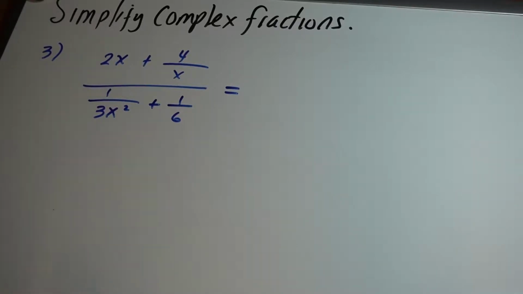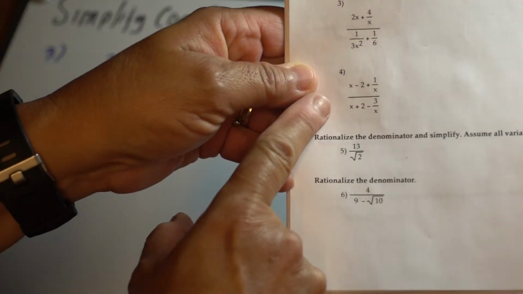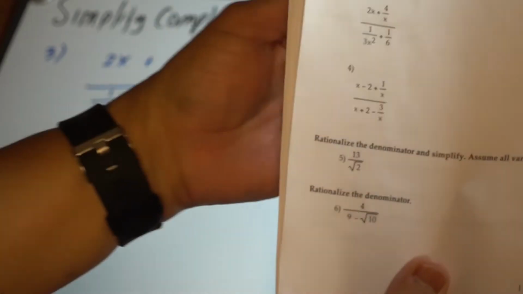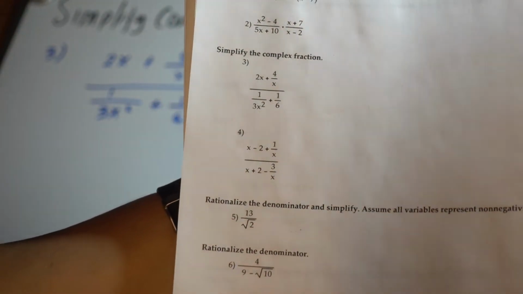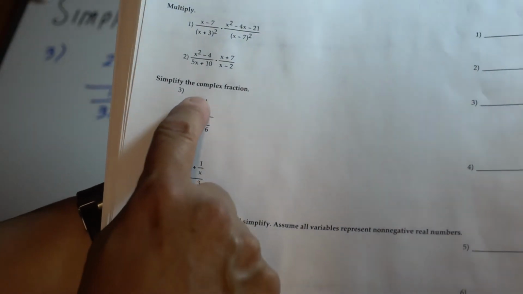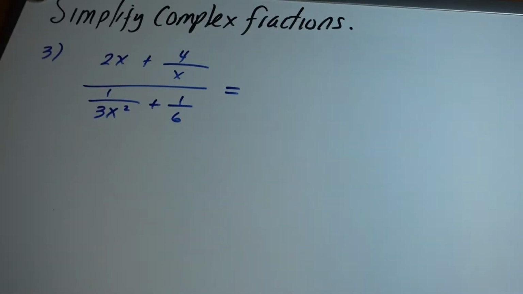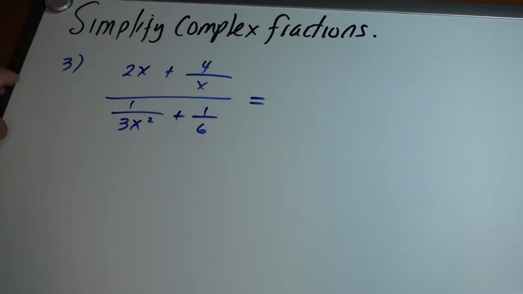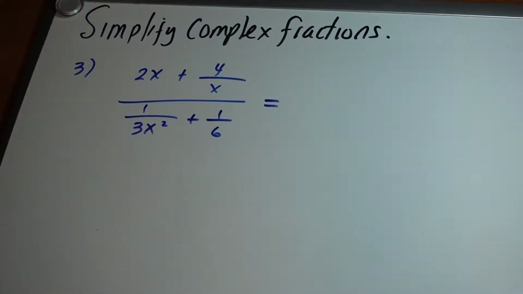Problem number 3 and number 4 for this review for AP Calculus: simplify the complex fraction. This is the problem right here. 3 and 4 are very similar, so I just copy the problem here in this little whiteboard. So this is a complex fraction.